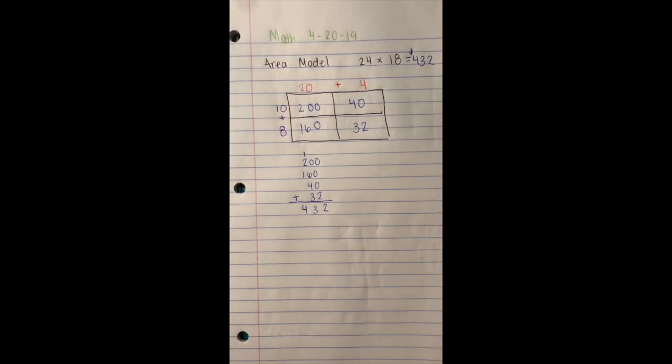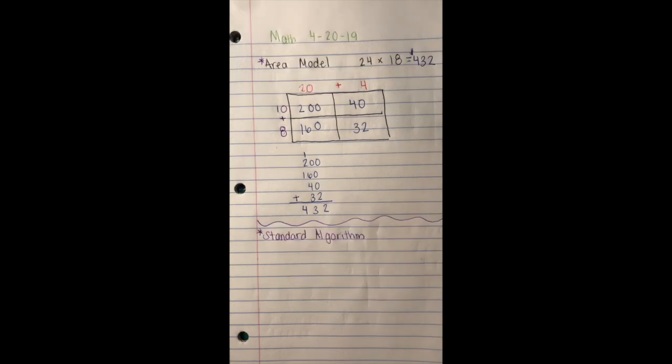Okay, so the goal of this is for you to master standard algorithm, not necessarily area model. So what we're going to do is standard algorithm, and we're going to see how that is very similar to area model, because they are very similar, almost the same. So yeah, that's our goal, for you to master standard algorithm. We don't really want to use area model anymore, because in middle school you got to use standard algorithm.